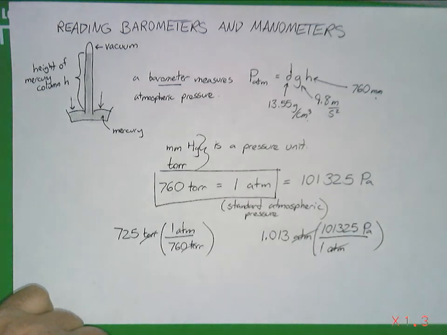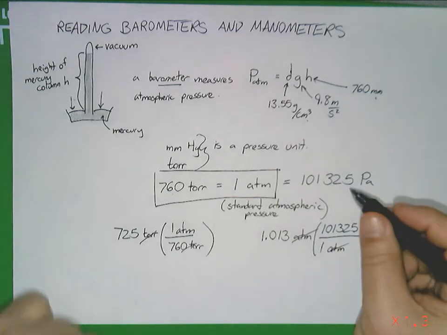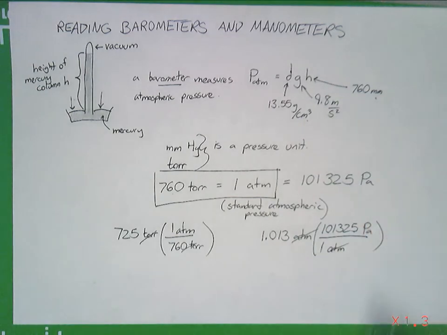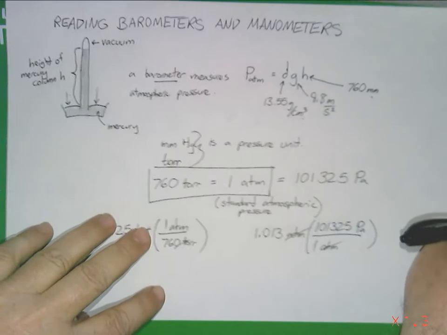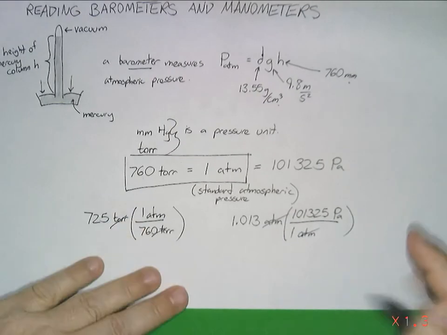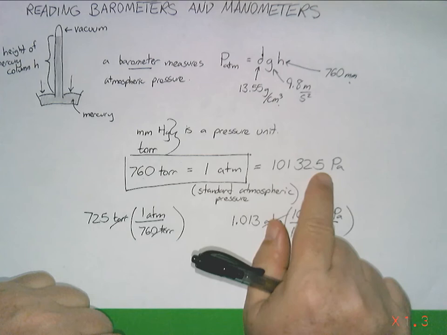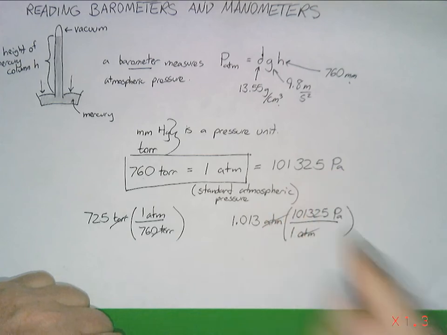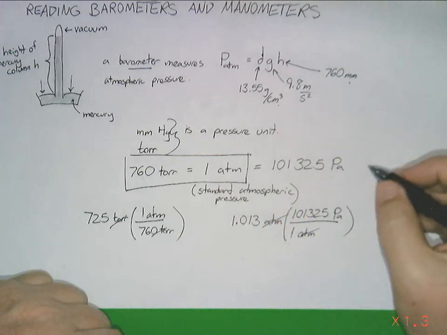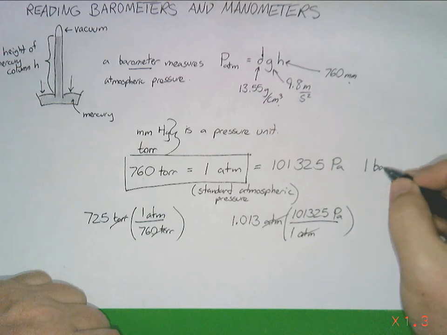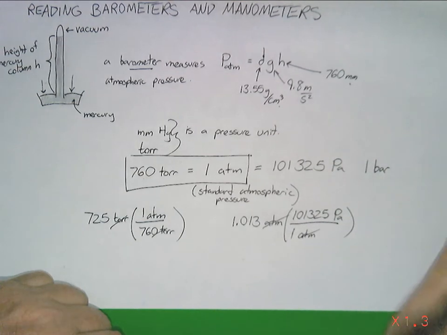Atmospheres would cancel out, and that would convert it into torr. Now this is kind of a funny number. It's not a nice round number. So people have defined something else that they use when they're talking about weather reports. If you were going to do weather reports, you would always be having these huge numbers if you were doing them in pascals. They define a unit called a bar, which is very close to being 1 atmosphere.